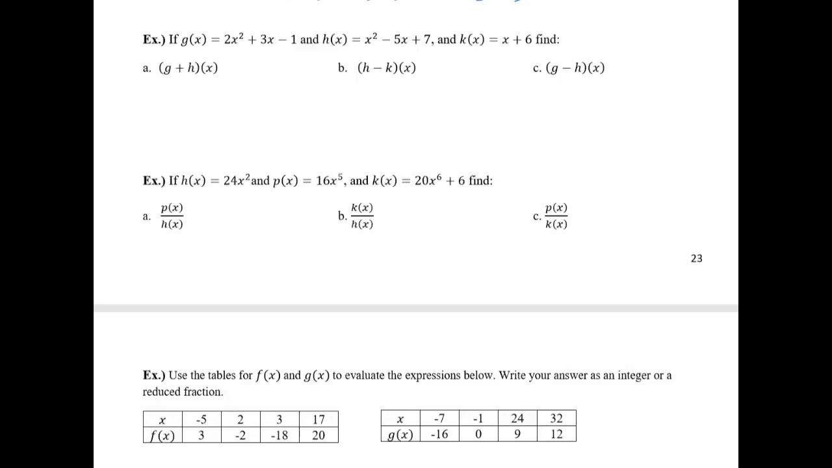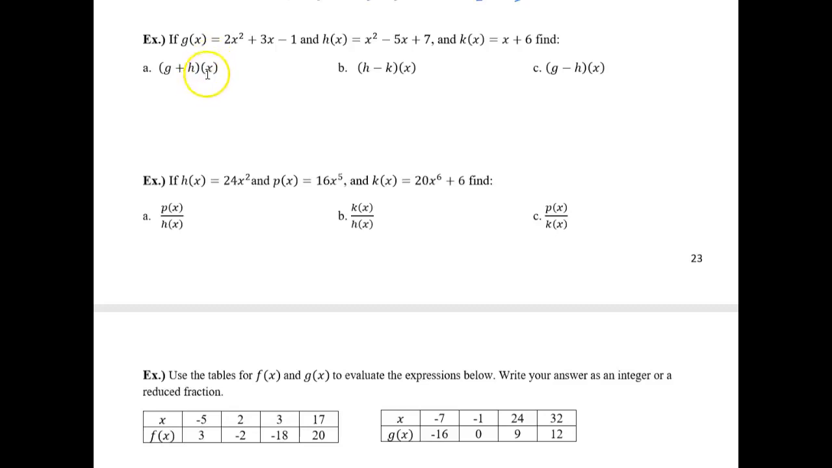Alright, in this next video we're going to be doing function arithmetic, but we're not going to be evaluating it at a certain value like we did previously. Now we're going to be just finding the general equation of adding, subtracting, multiplying, dividing types of things with these different functions. So this first example says if g of x equals 2x squared plus 3x minus 1 and h of x equals x squared minus 5x plus 7 and k of x equals x plus 6, find the following.